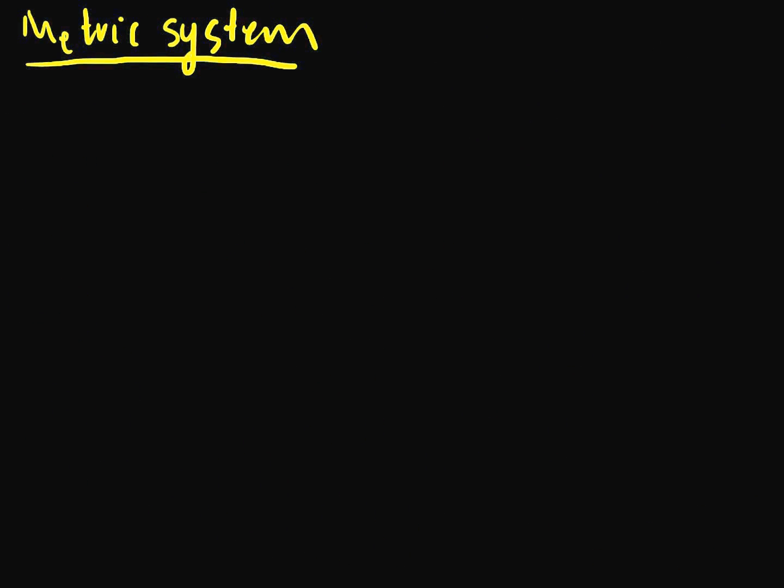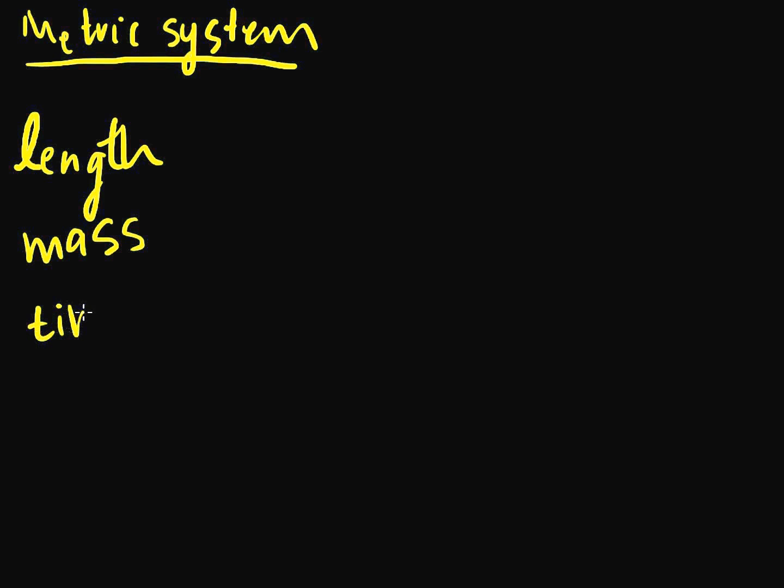Alright, so what's the metric system? Well, it's just basically a standardized way to write units. And the most fundamental units in science are length, mass, and time. There are many other fundamental units such as intensity of light, volume, density, and a whole whack of others. But length, mass, and time are most common, and they're the most useful to understand right now.